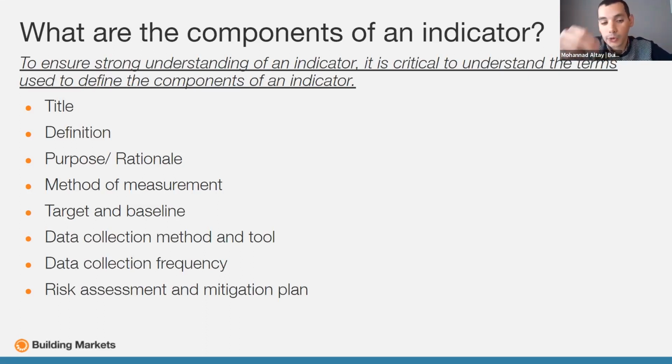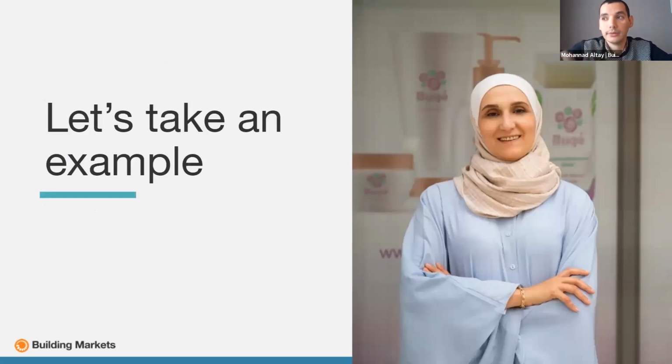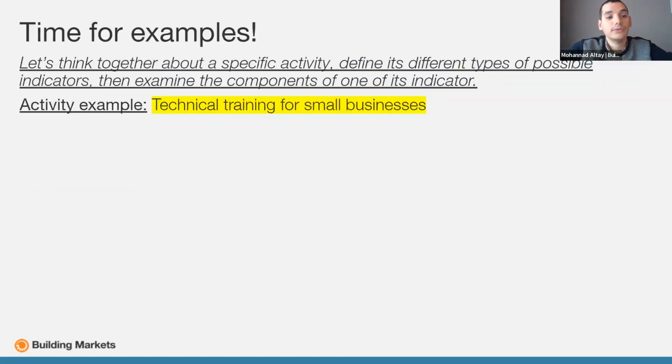Actually, we touched on most of those items in the previous slides when we were thinking about the criteria and the questions. All of those criteria and questions are strongly related to the components of an indicator. So those are the essential components of a well-established indicator. After this slide, we will review together an example and see how those components look in a real life example.